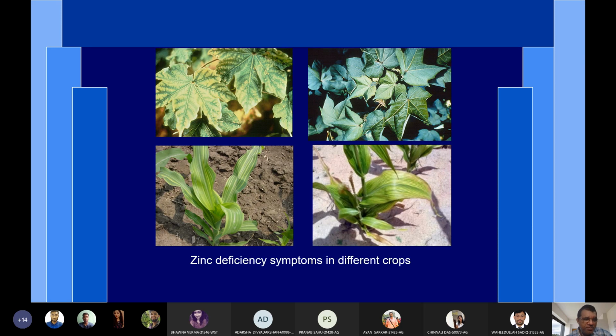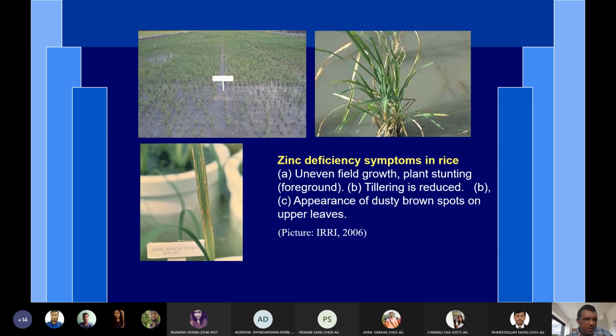See the zinc deficiency symptoms in different crops. You may be more interested in rice. You can see dusty brown spots are there, and these spots will spread and cover the whole leaf, and the whole leaf will turn brown. You can see in the top right picture, many leaves have turned brown. First they are yellow, and then they have turned brown. See the transplanted crop of rice. It has a sparse population. Certain tillers, sorry, seedlings have died in this.